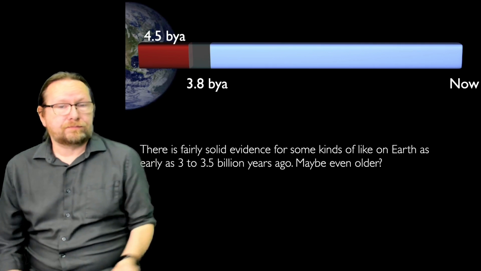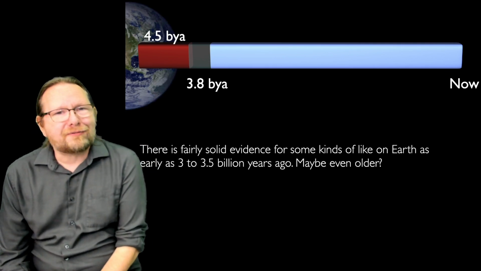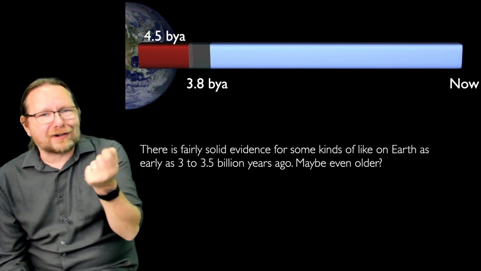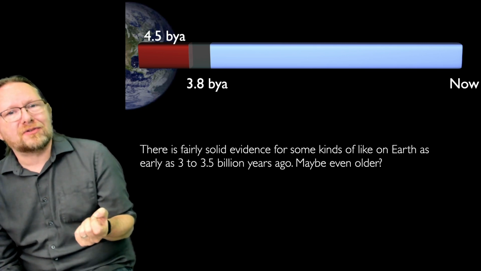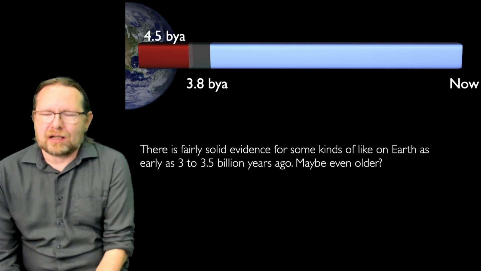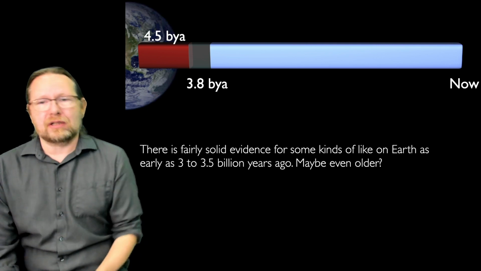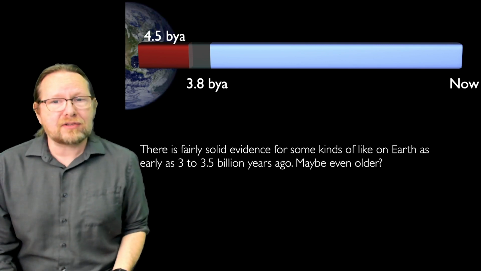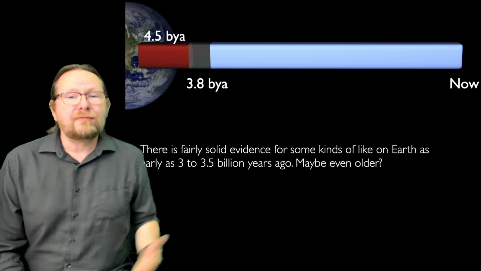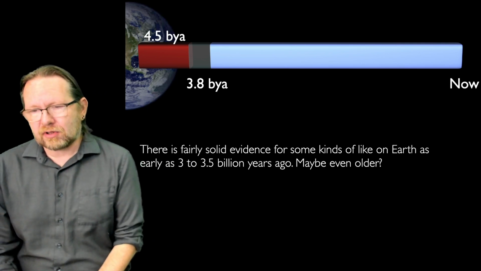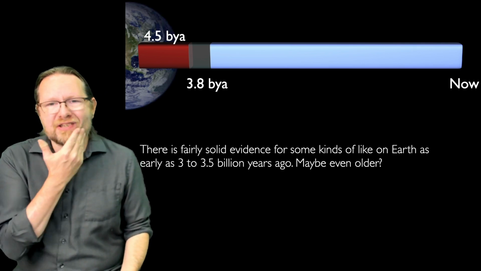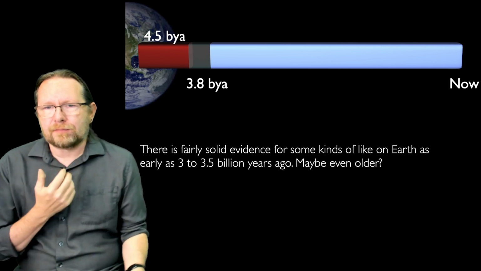Maybe even older. It's hard to find evidence of microbial life, right? Microbes are small, they don't leave fossils, so a lot of this evidence is hard to tease out of the geological record, but there's clear evidence 3.5 billion years ago, convincing evidence 3.8 billion years ago. What are we to make of this fact about life on Earth?